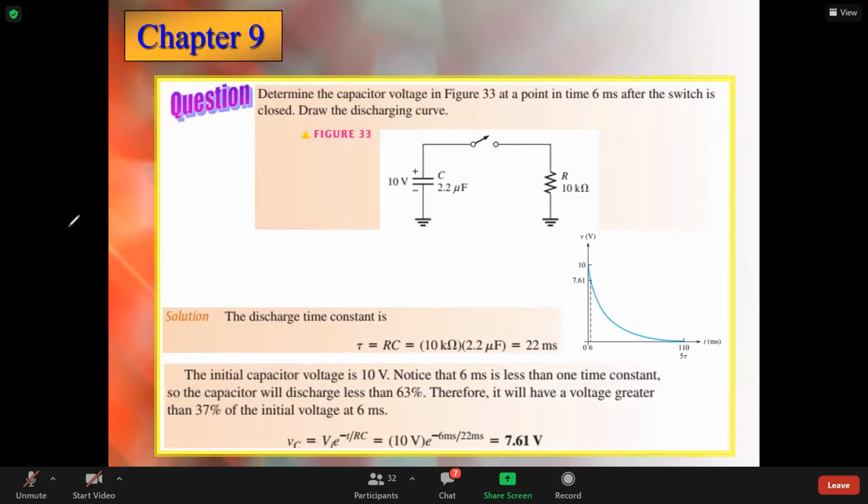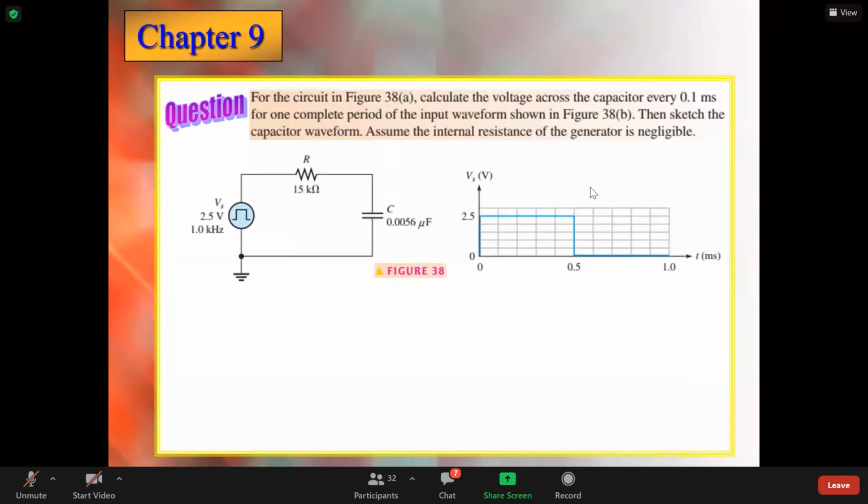This is charging and discharging. By the way, this circuit is called an RC circuit. Why do we call it RC? Because we have a resistance and a capacitor here. So we also call these RC circuits. The next chapter, we will discuss RC. Any question? Yeah.